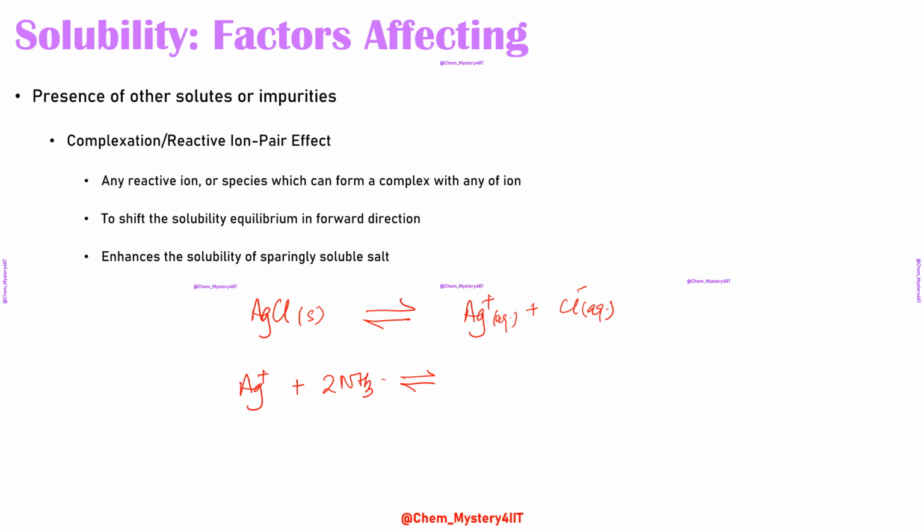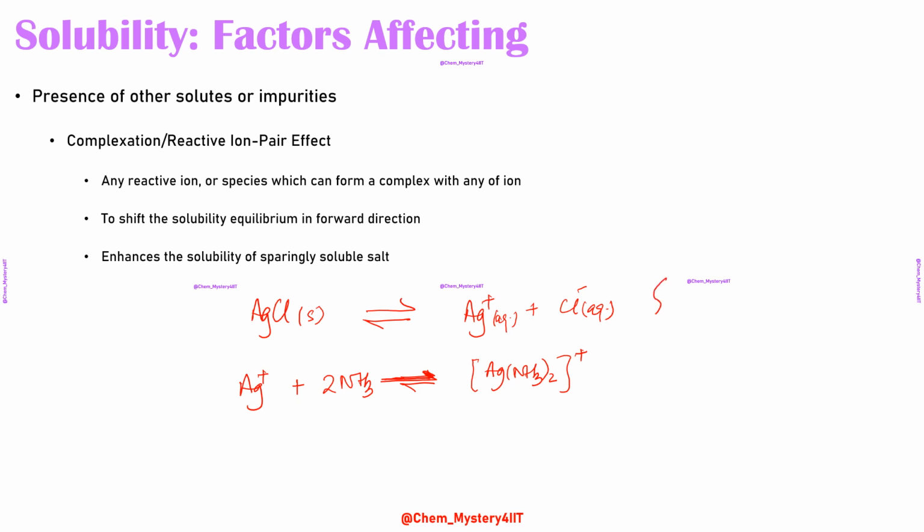and we should elaborate that point. The equilibrium constant for the second reaction is going to be very, very high. So we are writing here the complex which is being formed between silver and ammonia. This is the complex which is being formed.